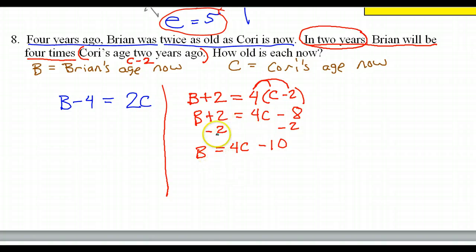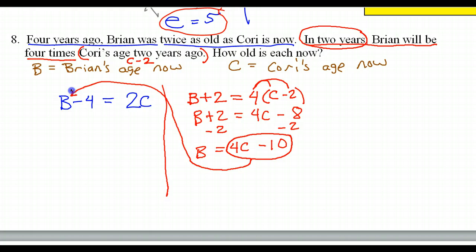Since we went ahead and took that last step of subtracting the 2 from both sides, that gives us B already by itself. So if we're going to do substitution, we could just take this stuff and put it in for B right now. So instead of B, I have 4C minus 10. Okay, so I have 4C minus 10 minus 4 is equal to 2C. All I have here are C's, so this should be easy to do.